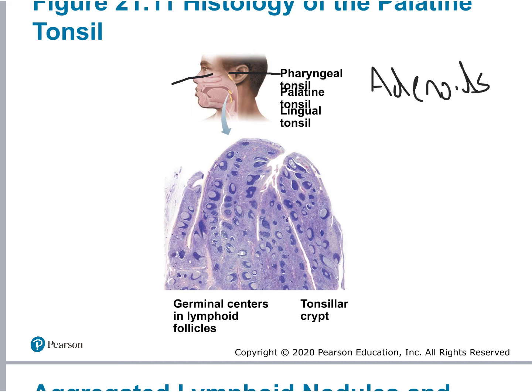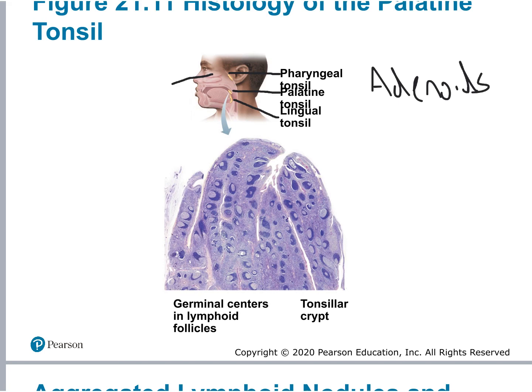And then we have the palatine tonsils. The palatine tonsils are located close to the hard palate. They're behind the oral cavity, and they're also located in the oral pharynx. And then the lingual tonsils are located right there. It's actually a part of the tongue.